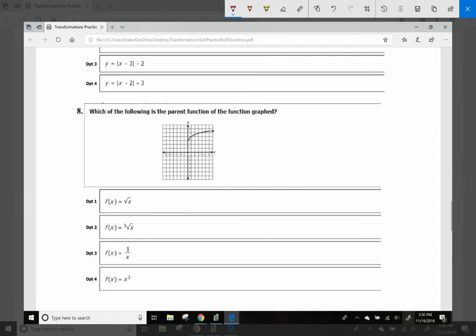But just to explain what the other ones look like, a cube root, what does a cube root look like? That's one that I'll graph in the next one. 1 over x and x squared. I know x squared is a parabola, and I know this clearly isn't a parabola, so I wouldn't choose that. As far as the shape goes, use your calculator and graph these things and see which one has a shape resembling the one in this graph. But it should be option 1.